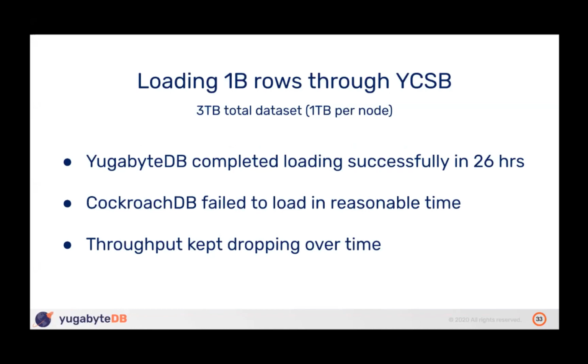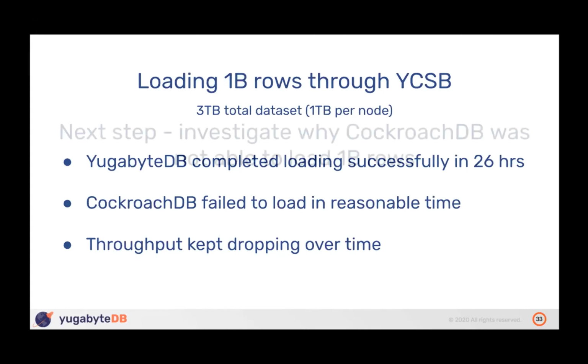I think at the onset, it was something like a day and a half, but after 1 day, the throughput had dropped sufficiently low that the expected time to finish was a further day or 2 out, right? And so because the throughput kept dropping over time, we couldn't really complete this exercise.